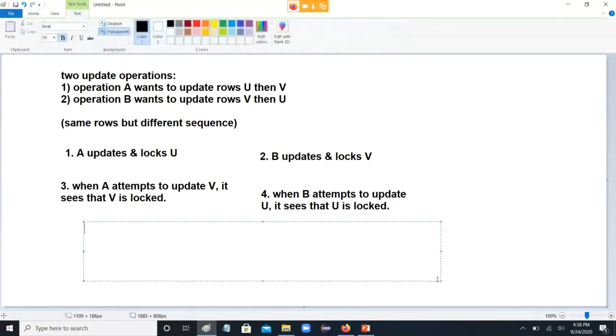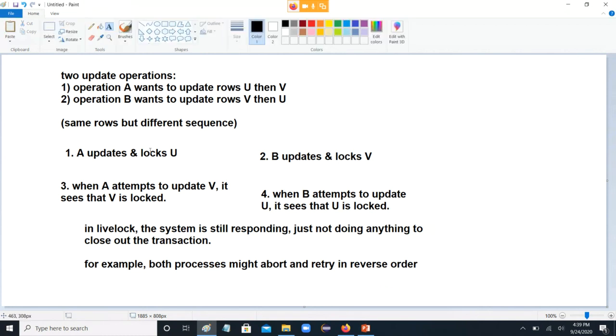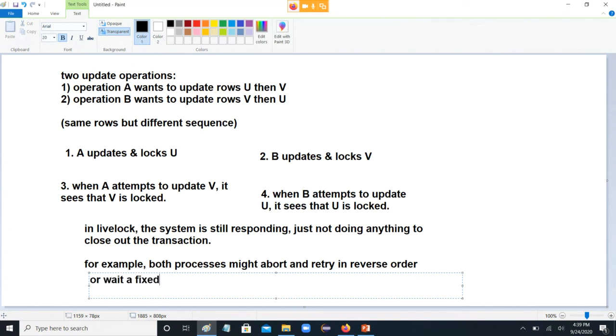So what happens in Livelock? The system is still responding, just not doing anything to close out the transaction. So for example, what might happen, both processes might abort and retry in reverse order. Okay, that's clearly not going to solve anything, right? Because if A is updating V and B is updating U, they're still going to have their next step try to access the other one, or wait a fixed time like 3.000 seconds and try again.